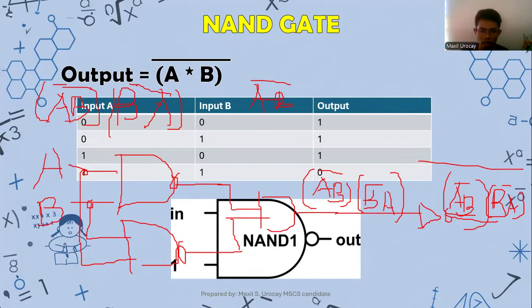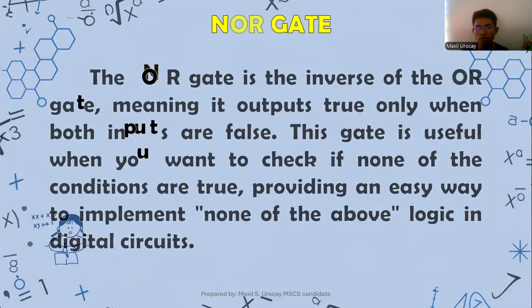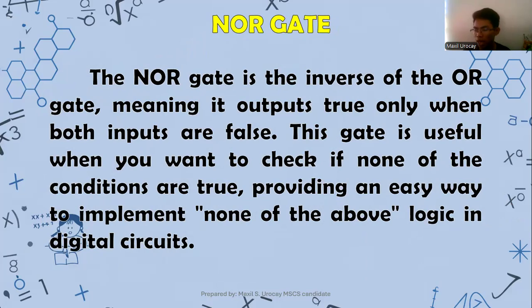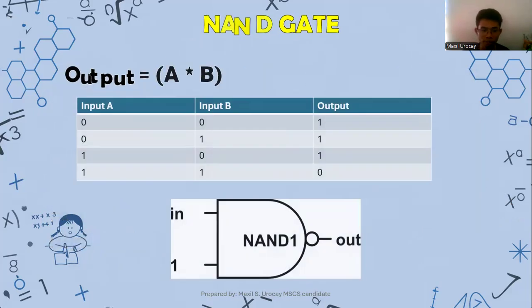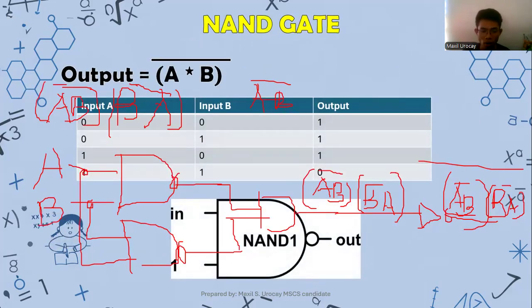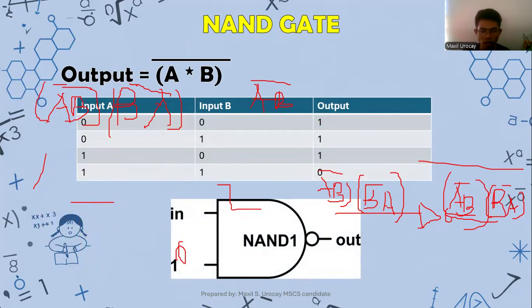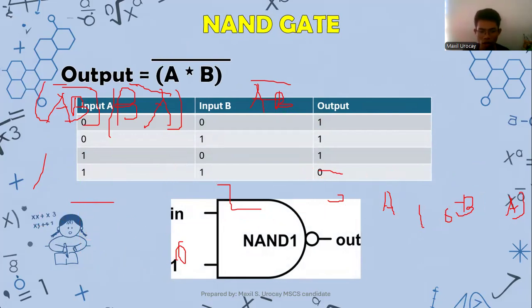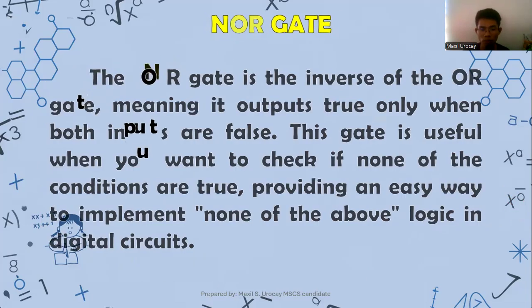That's actually for the NAND gate, and let's move on to the NOR gate. The NOR gate is the inverse of the OR gate, meaning it outputs true only when both inputs are false. This gate is useful when you want to check if none of the conditions hold. Just remember that for 1 and 1 it will be 0, and for the rest it is true in the truth table.